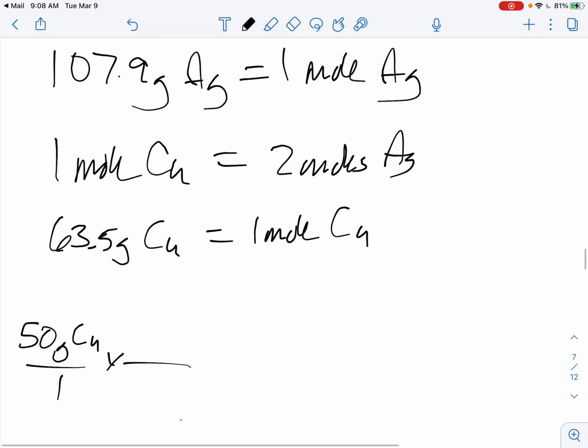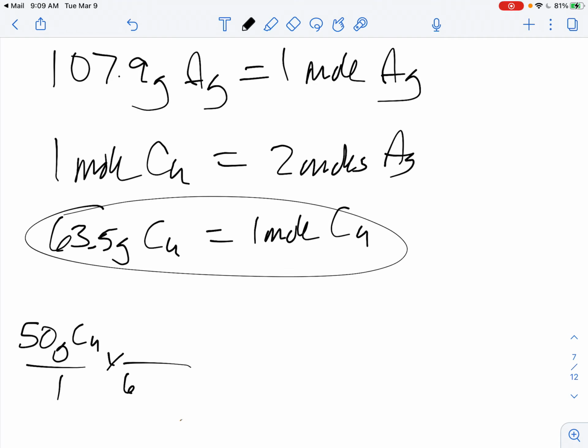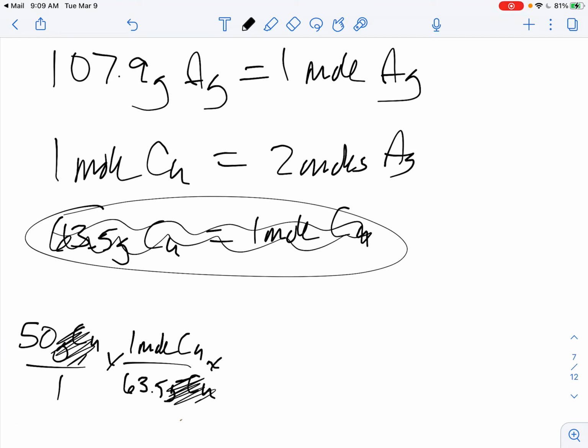So now what do I need to do? I need to get rid of grams of copper. So where do I have that? Well, I have that in this equation here. So I'm going to put 63.5 grams of copper down here, and I'm going to put 1 mole of copper up here so that my grams of copper cancel. I have now used that. I don't need to use it again.